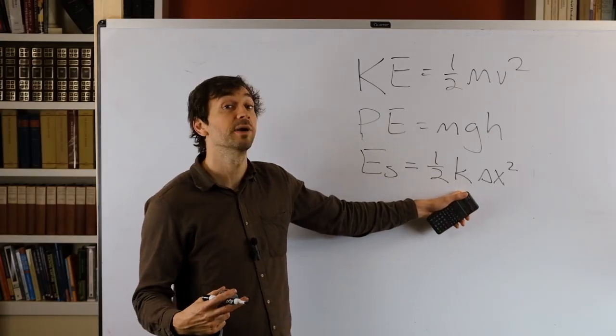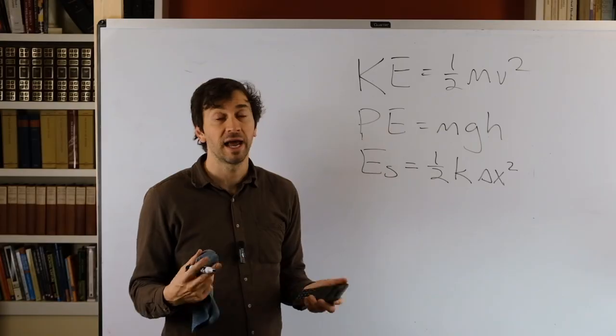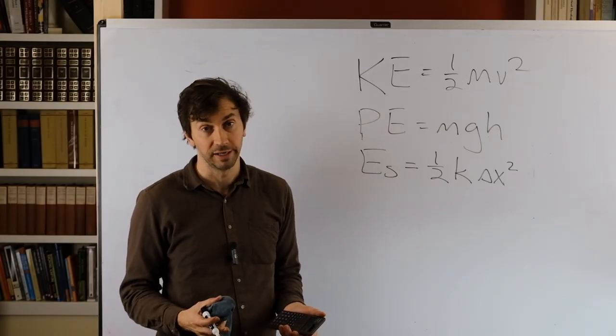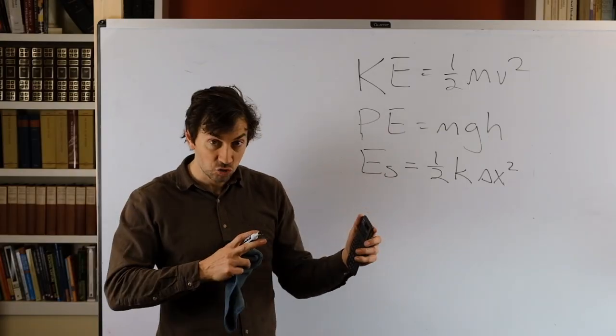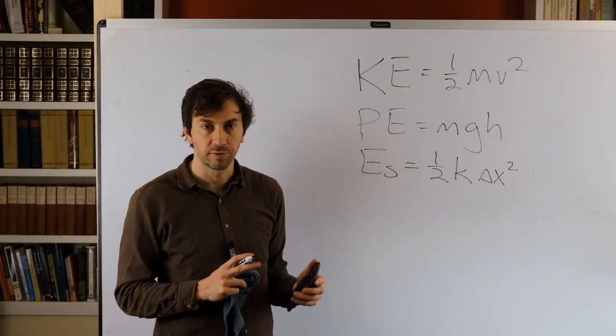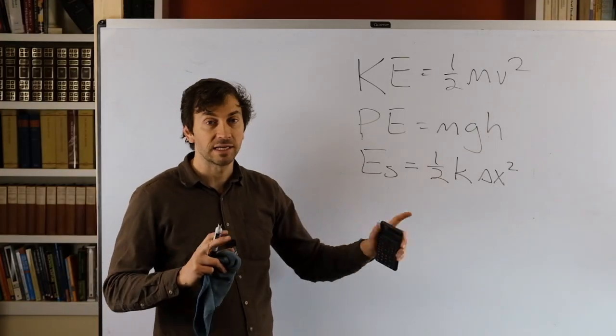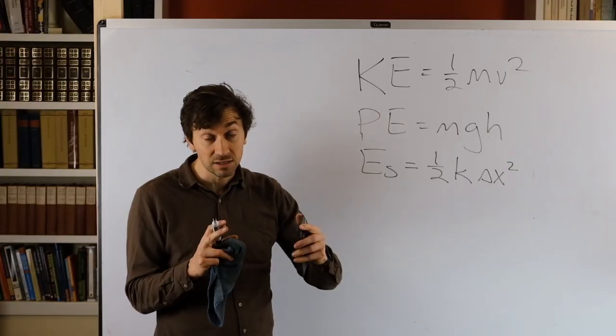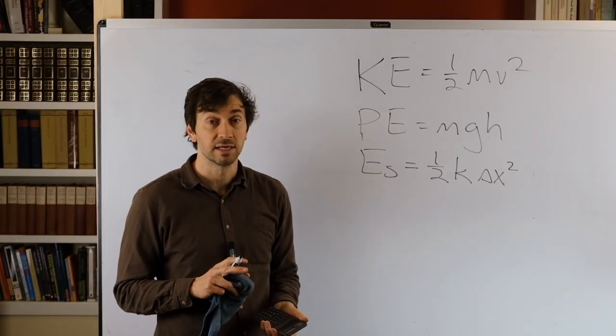K is called the spring constant. It's a number that has to do with how strong a spring is. A higher K means it's a strong spring and difficult to compress. Delta X is the change, the distance of compression that spring has undergone.